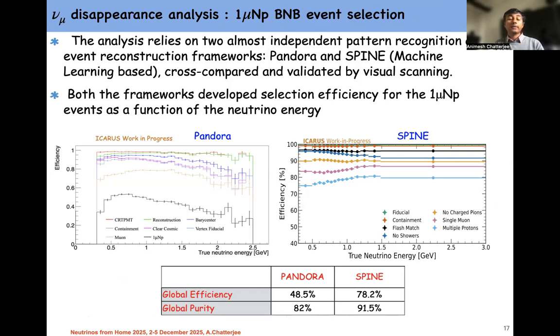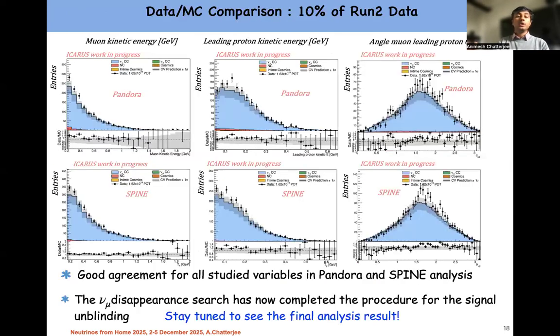Both frameworks developed a selection efficiency for the final state of 1 muon N proton events as a function of the neutrino energy. Here you can see on the left plot the performance of Pandora using different curves as a function of the neutrino energy, and on the right the same performance for SPINE, where the efficiency of the signal detection using SPINE is around 80% and the purity around 92%, which is crucial for doing the final analysis of the sterile search using the nu_mu disappearance channel.